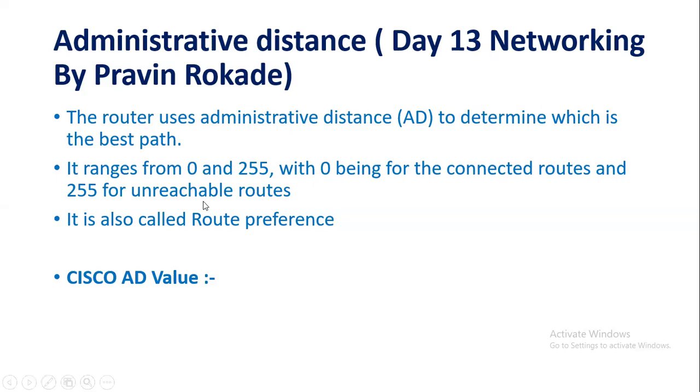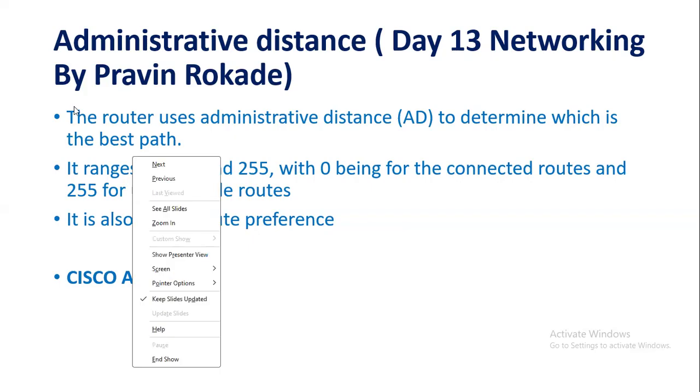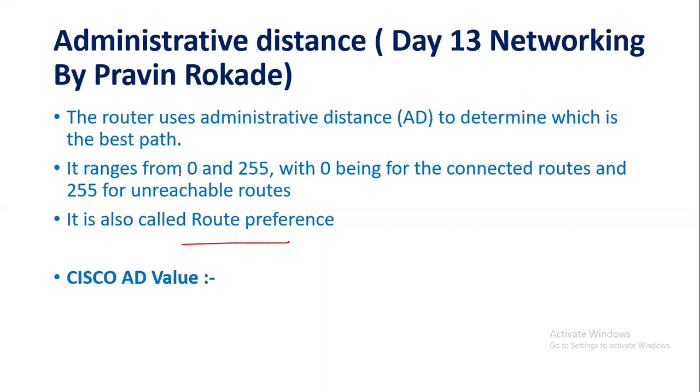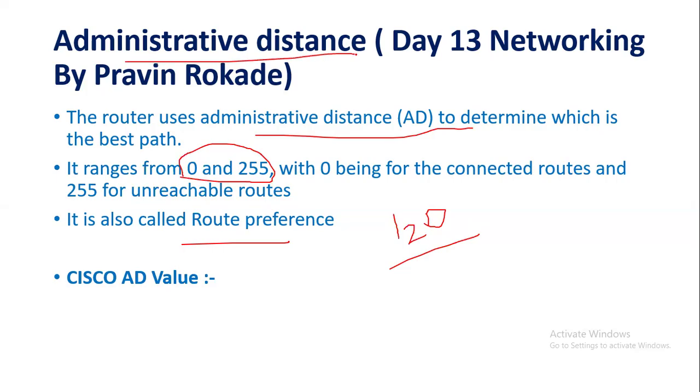Its value is 0 to 255. 0 means it is directly connected, and 255 means unreachable. We have already discussed RIP, and how its value was 120 by default. So that is the administrative distance, the trustworthiness of the path to reach the destination, and that is what we follow.